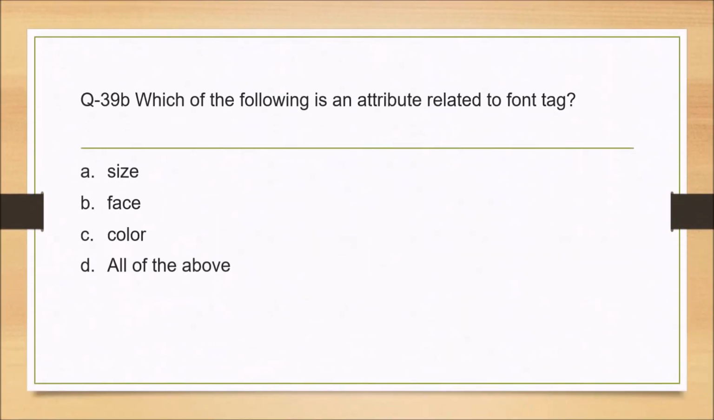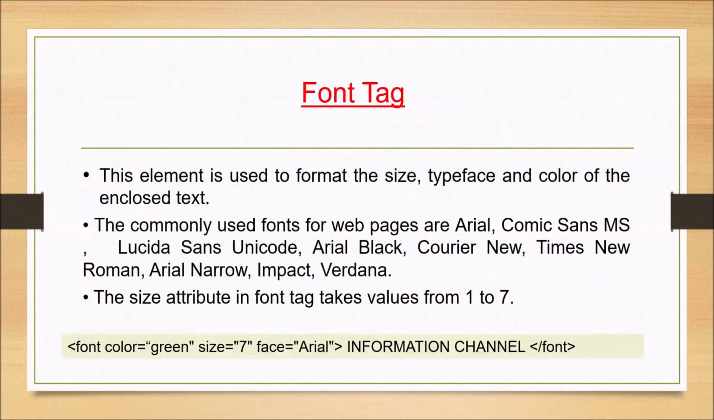And which of the following is an attribute related to font tag? Size, face, color, or all of the above? Attributes which we use with font tag. So font tag, this element is used to format the size, typeface and color of the enclosed text. So different fonts we can use like Arial, Comic Sans, Arial Black, Courier New, Times New Roman, fine. And size attribute can take values from 1 to 7.